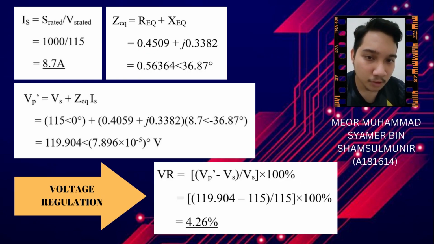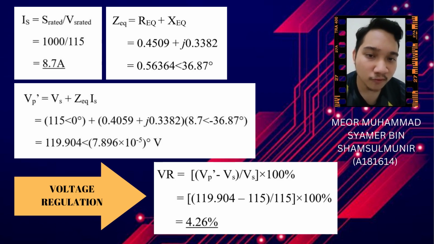To find the voltage regulation, first we have to find the secondary current. We can find secondary current by dividing the rated power with the rated voltage. The rated power for the circuit is 1000 kilovolt-ampere and the rated voltage is 115 volt. So 1000 divided by 115, we will get 8.7 ampere as the value of the secondary current.